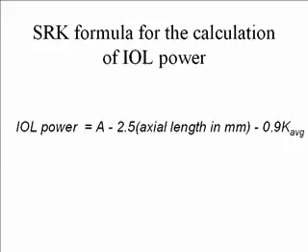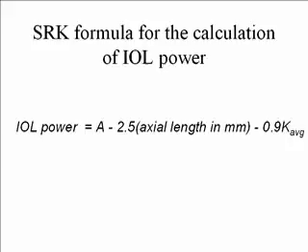So the formula is given as intraocular lens power is equal to A, which is the A constant, which is something that the manufacturer gives you, minus 2.5 times the axial length of the eye in millimeters, minus 0.9 times the average keratometry. Now, we can clearly see what's going to happen when we get some of these factors wrong.